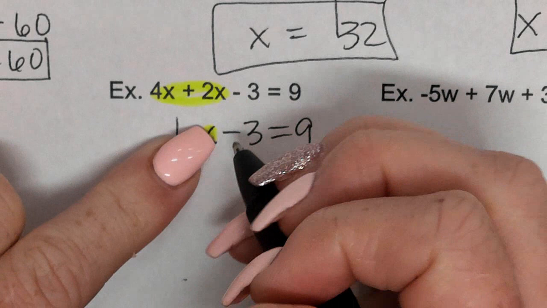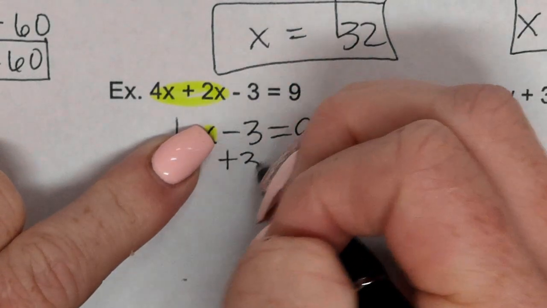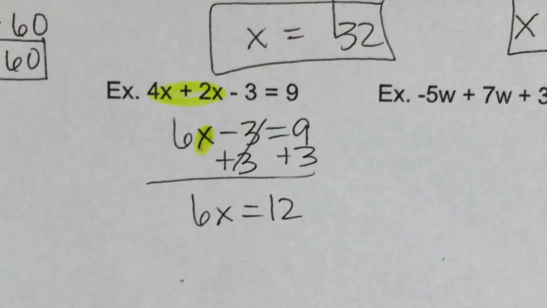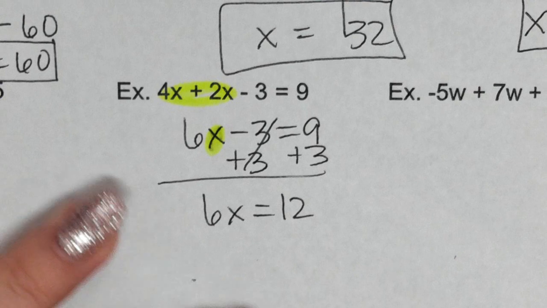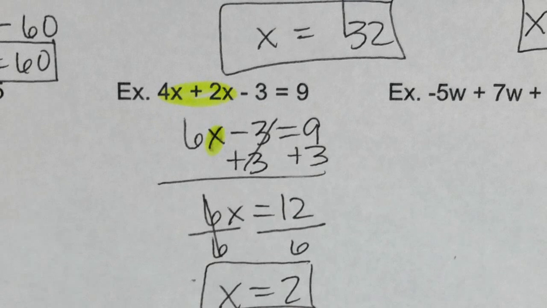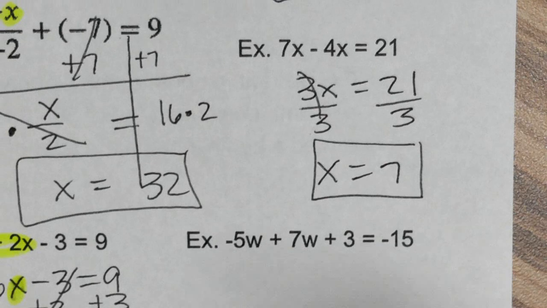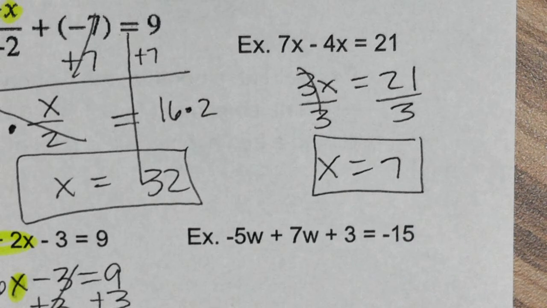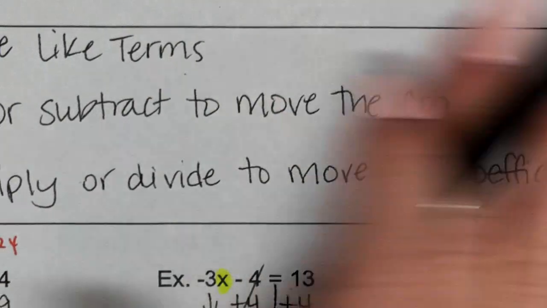So I'm going to get rid of the constant by using the opposite of minus 3. And how do I get rid of the 6? So x equals 2. 7x minus 4x? 7 minus 4 is 3. So we combined the like terms. So follow your steps up here and you won't have an issue.